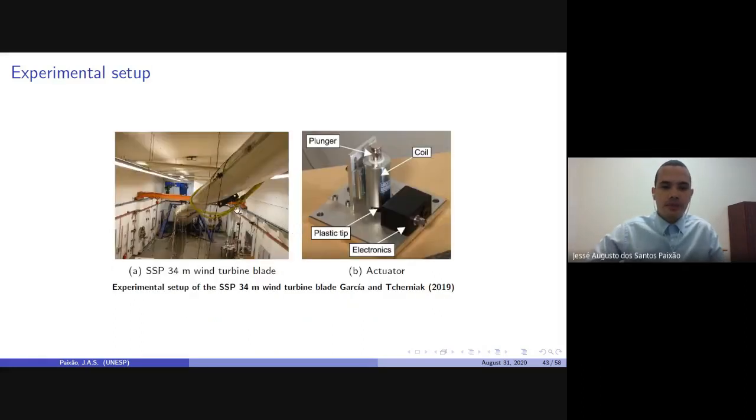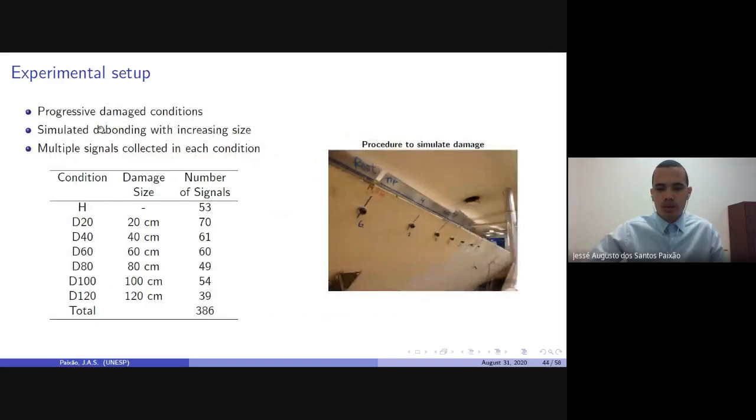Here we have an illustration of the wind turbine blade instrumented with the accelerometers and also with the electromechanical actuator, which is illustrated here in this photo. This was used to generate the impact into the structure. Then the progressive damage condition was simulated by the procedure illustrated in this figure, where they removed the adhesive between the two surfaces of the wind turbine blade in order to simulate the debonding. But they replaced the adhesive between the surfaces by thin plates. And also they introduced some bolts into the structure. Like that, they could simulate the healthy condition by tightening all the bolts. Then they also could control this debonding size by loosening a defined number of bolts.